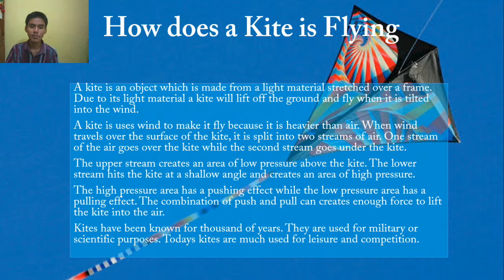The upper stream creates an area of low pressure above the kite. The lower stream hits the kite at a shallow angle and creates an area of high pressure. The high pressure area has a pushing effect while the low pressure area has a pulling effect. The combination of push and pull can create enough force to lift the kite into the air.